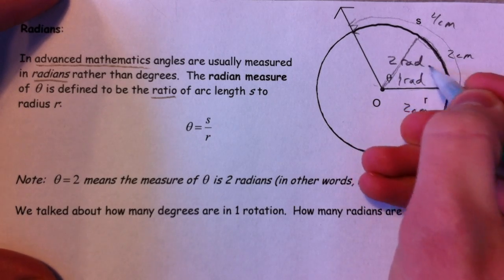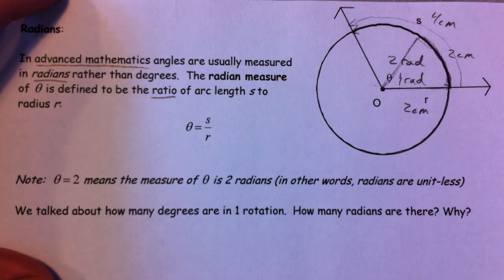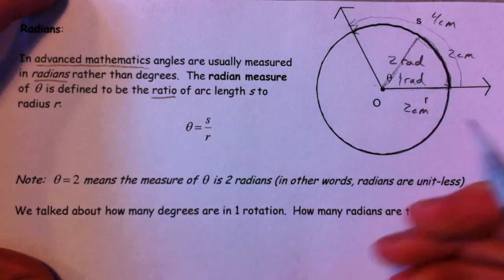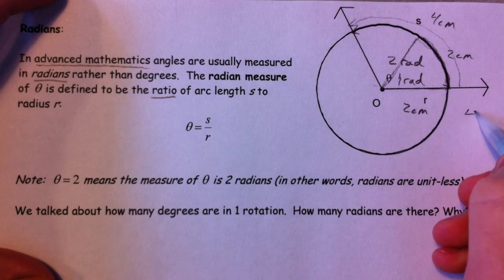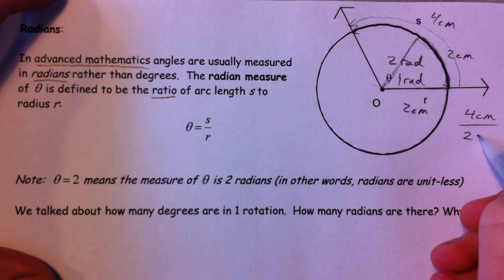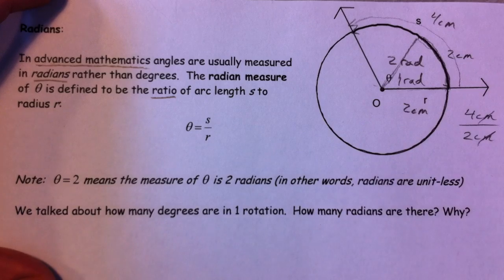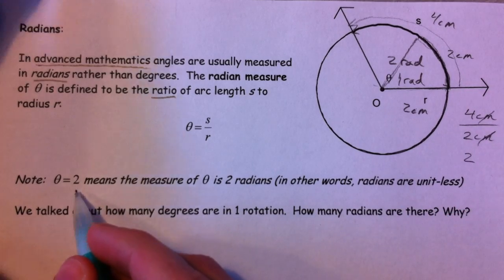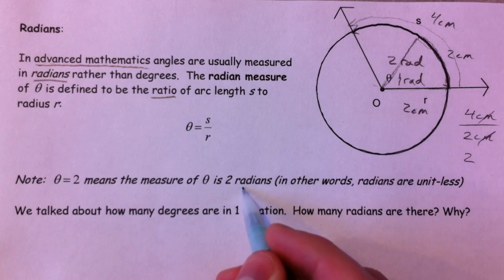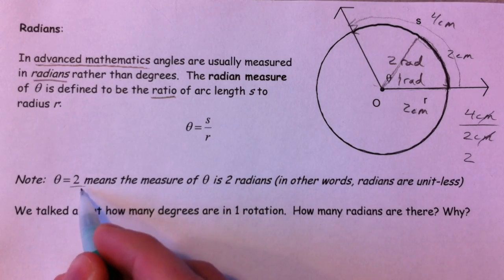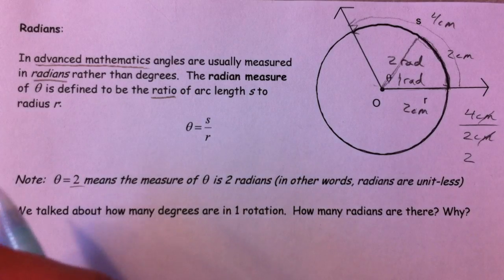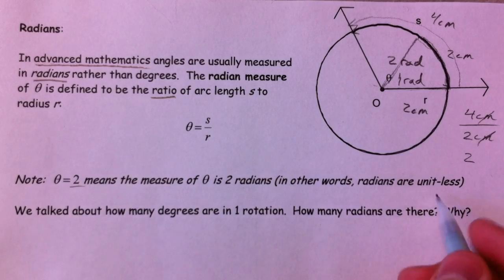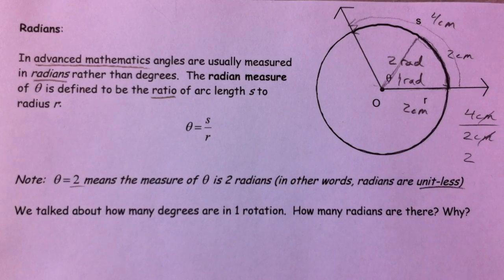then that whole one would be 2 radians. Now, I don't have to use the word radians, I'm just saying it over and over again, because the 4 centimeters divided by 2 centimeters, the centimeters cancel out and you just get 2. And so, with an angle being 2, we don't even have to say 2 radians, we could just say the angle is 2. And so, radians are unitless.